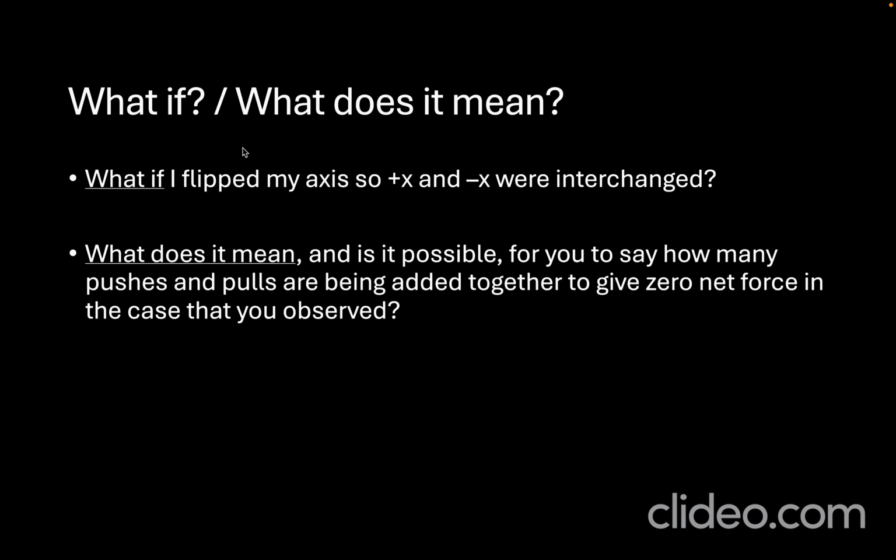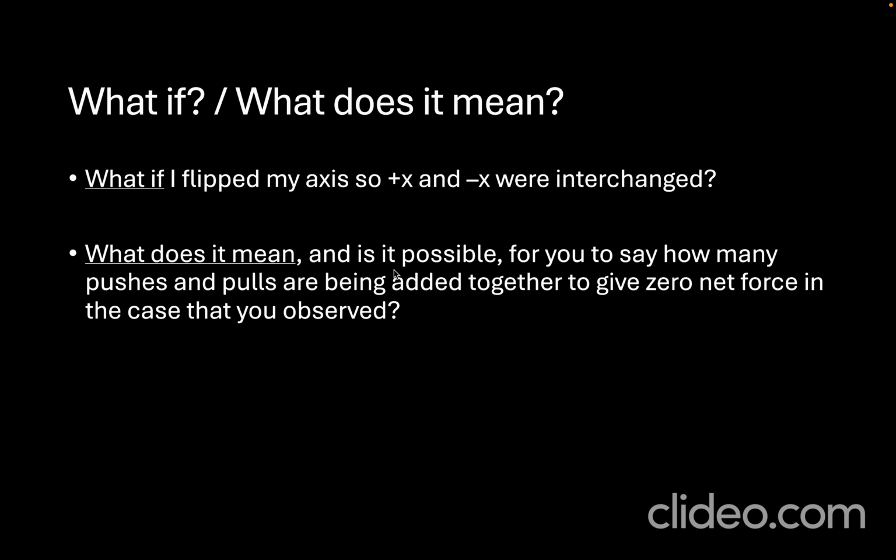All right, final questions. What if I flip my axis so plus x and negative x were interchanged? This is going to make your position versus time graph decrease at a constant rate. That means the velocity will be a constant negative value, but velocity is still constant, so F net is still 0. What does it mean to say how many pushes and pulls are being added together to give 0 net force? This means identifying the individual forces acting on the object, like friction, air resistance, and contact forces, that combine to produce the overall net force.